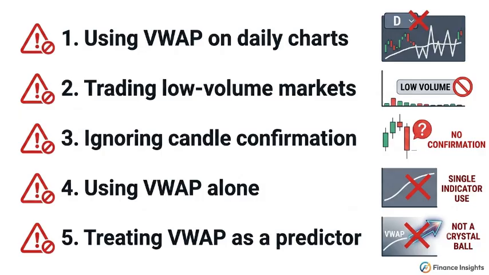The third strategy is the VWAP crossover. This is your trend confirmation signal. When price crosses from below VWAP to above VWAP, the trend is shifting bullish. Buyers are taking control. Look for long entries after the crossover candle closes above VWAP.